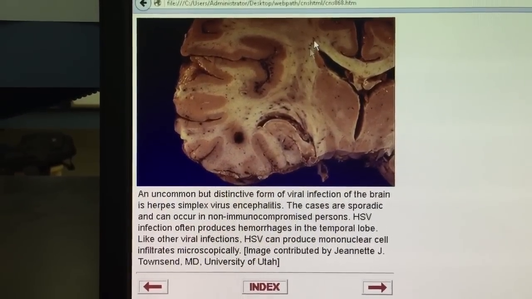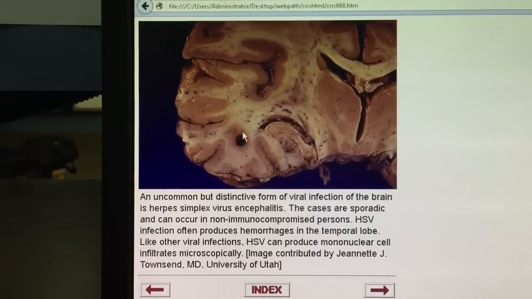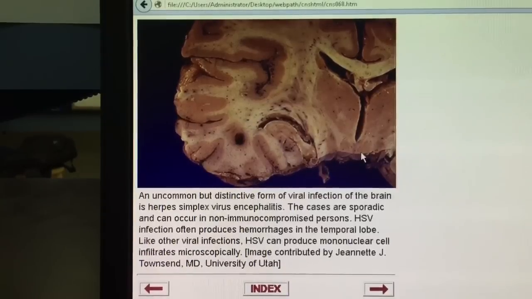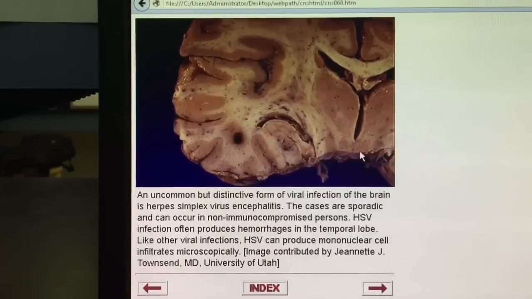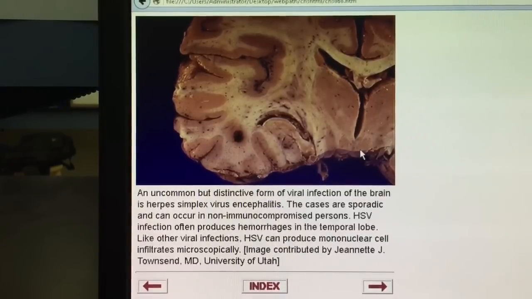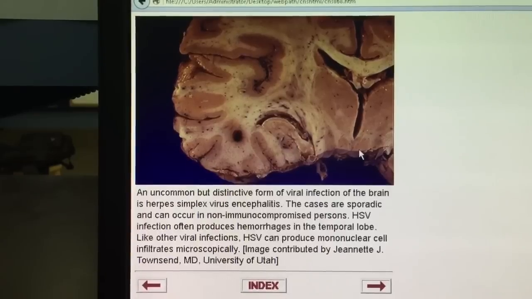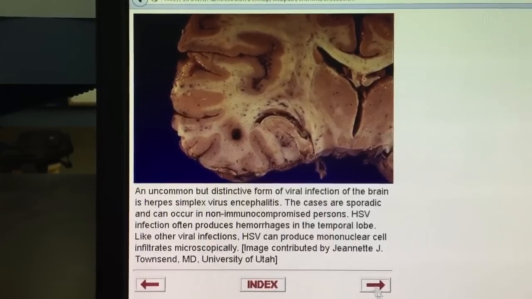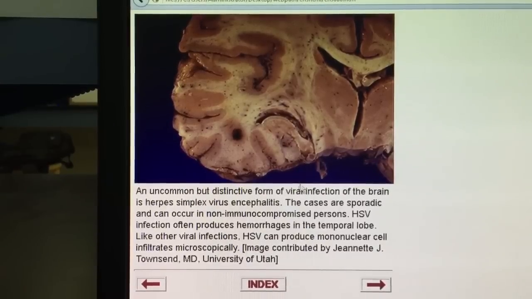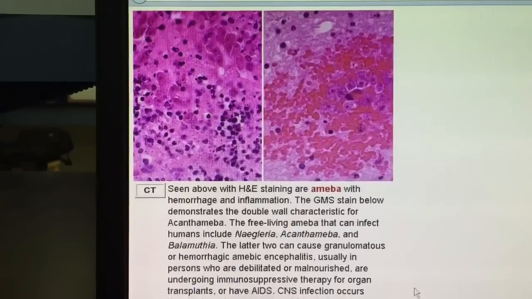Here, we have small petechial hemorrhages in the white matter and in the gray matter. This is not commonly seen, but this is herpes simplex virus encephalitis. As we said previously, it will cause a mononuclear cell infiltration rather than neutrophils. And it is seen also in non-immunocompromised persons, unlike Aspergillus.